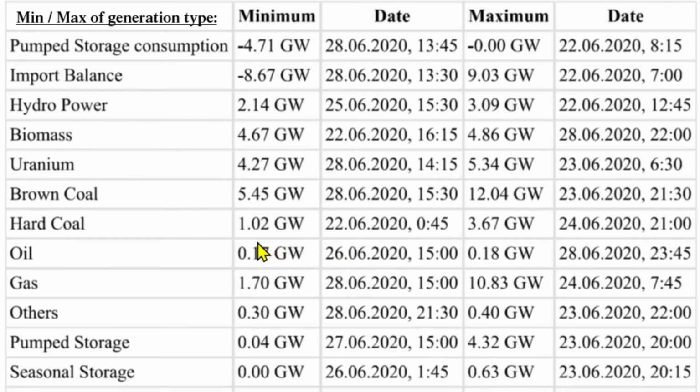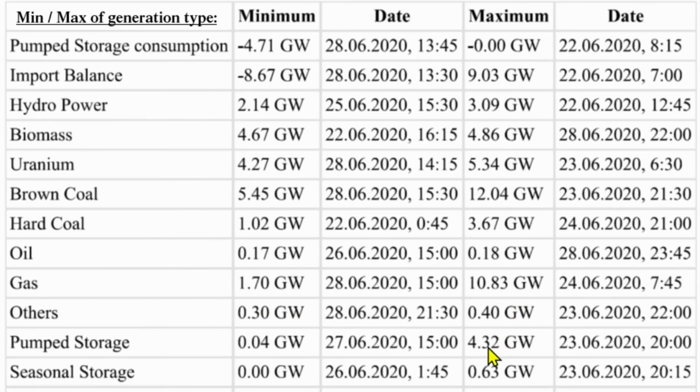And hard coal even more, so by a factor of 3. So you have a minimum power of 1 gigawatt and a maximum power of 1.67 gigawatt. Same applies here for oil and gas. Here, gas is almost by a factor of 6.7. Minimum power of 1.7 gigawatt, maximum power of 10 gigawatt.